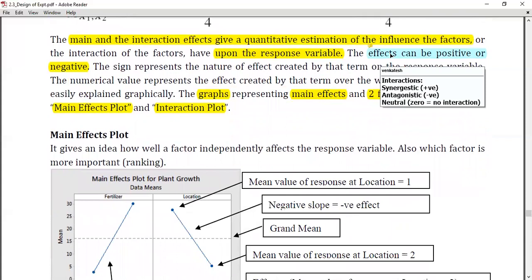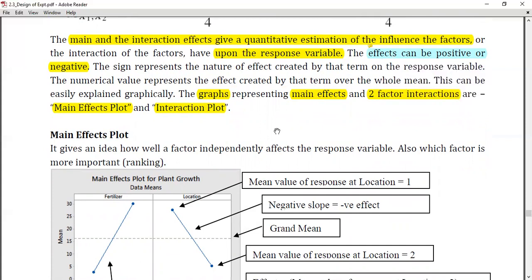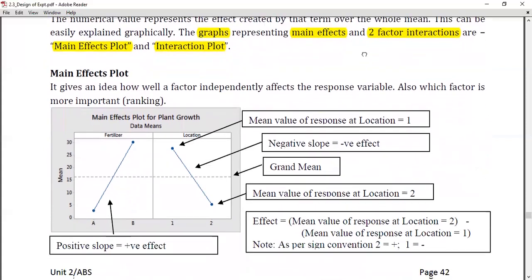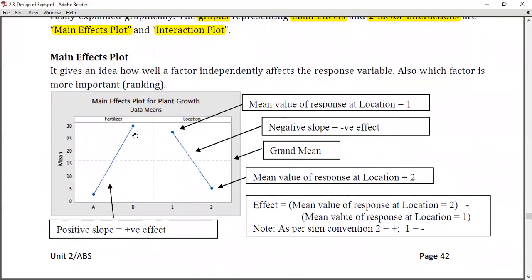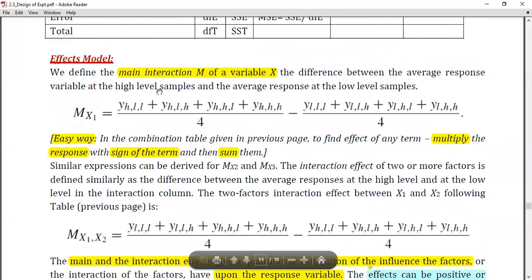Now the effect can be positive or negative. Synergistic is positive, antagonistic is negative, and neutral is 0. So you can plot it as a main effect plot or an interaction plot. If you look at the main effects plot, for fertilizer and location, I have taken x1 and x2 as the important factors. You can see that at A there are only two dots. This is the average at low, this is the average at high.